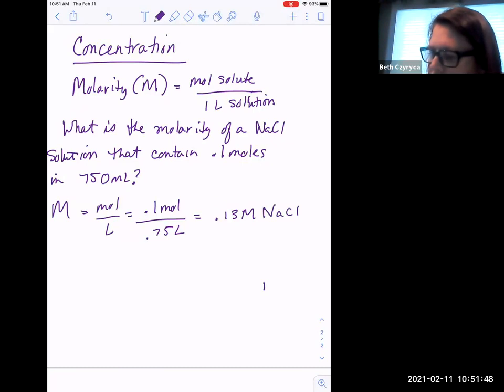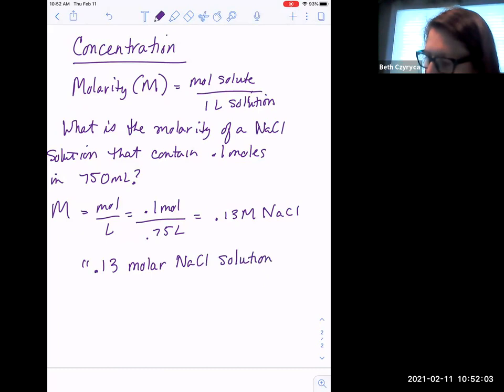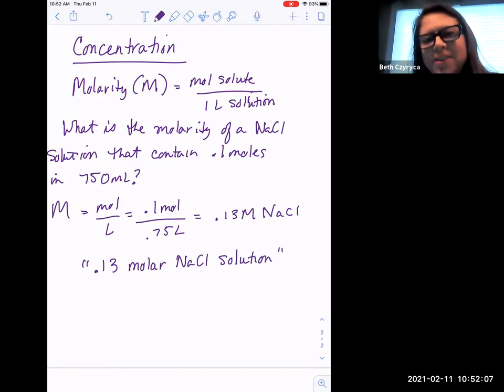Okay, and so what this says is that I have a 0.13 molar NaCl solution. That's the wording. That's what those symbols mean in words.